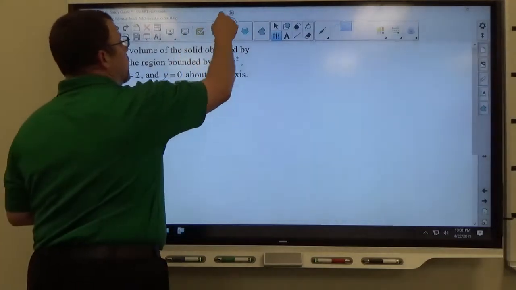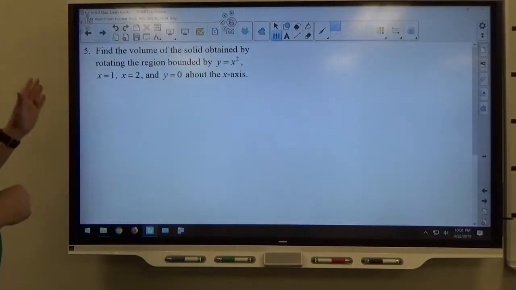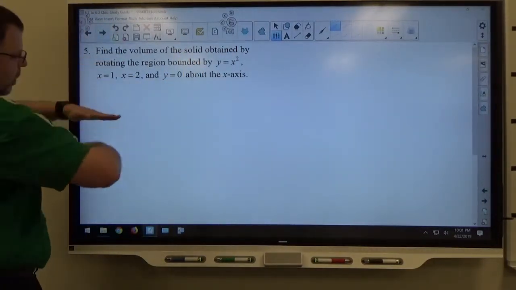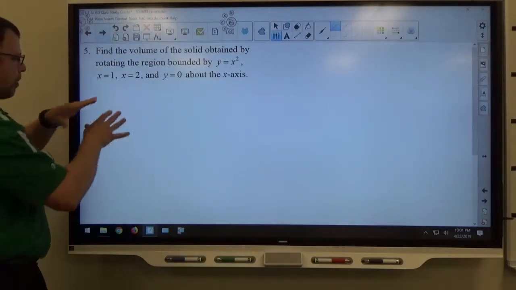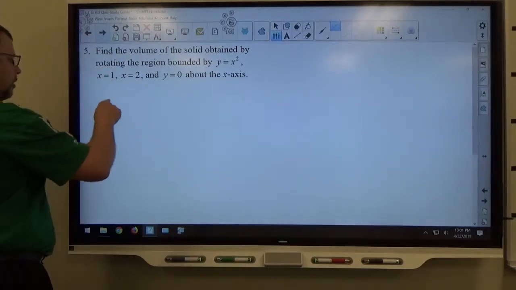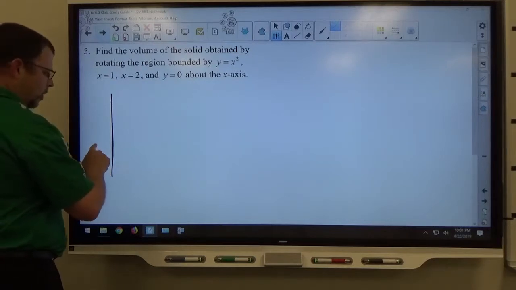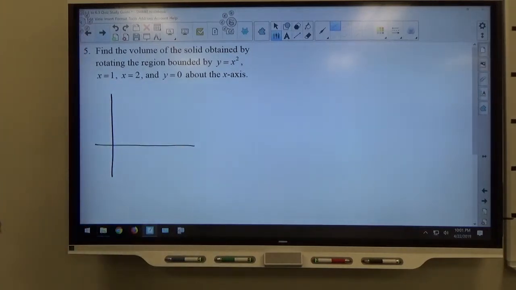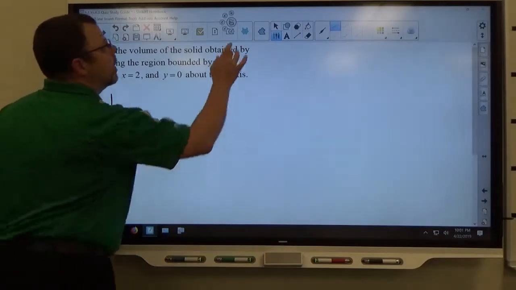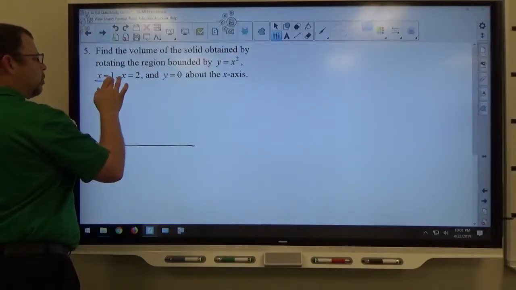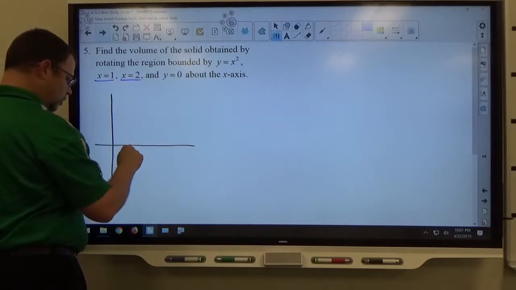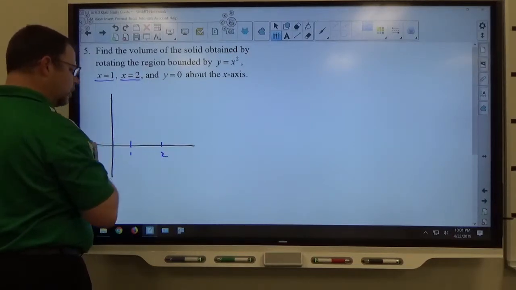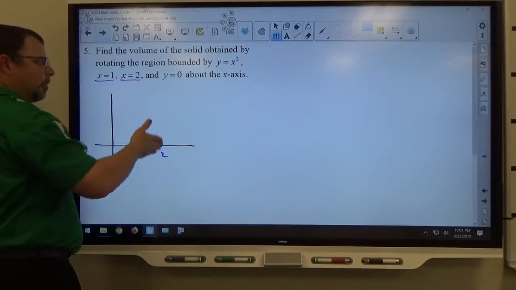I do want to start with the x and y axes. It does say about the x-axis, so it's going to be a rotation like this, so I want to leave room up and down. If I just assume everything's going to be in the first and second quadrants, and it moves over a little bit, I can always move it. But it says that we're going from x equals 1 to x equals 2. So 1, 2. So imagine vertical lines here.